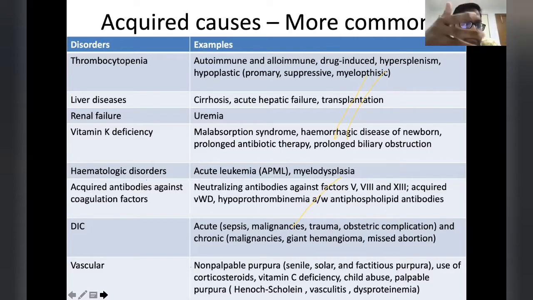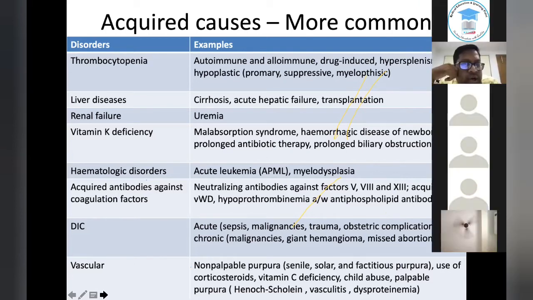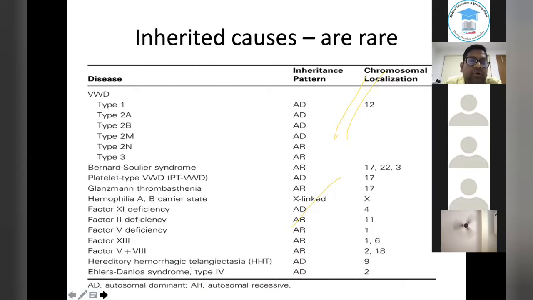So there is a battery of causes. But in a critical scenario, you have to be suspicious of DIC, thrombocytopenia, liver disease, etc. But when we talk about inherited bleeding disorders, remember inherited bleeding disorders are rare. But yes, you have to have a very good index of suspicion depending upon the clinical history to ascertain whether it can be an inherited bleeding disorder.